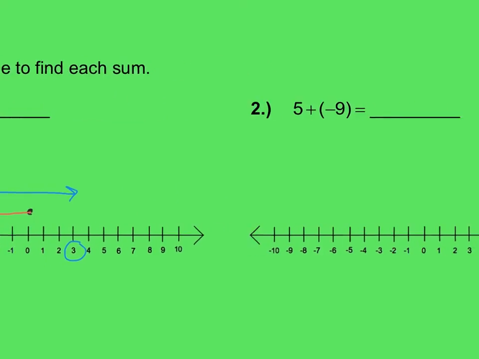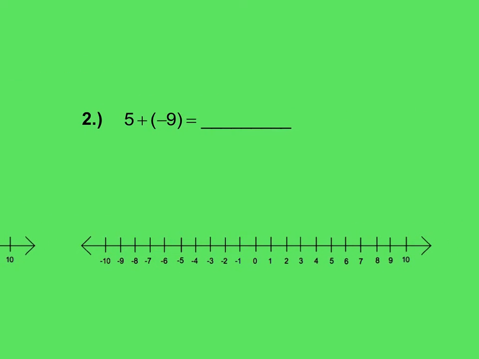Okay, number 2. We have 5 plus negative 9. So we put our dot at 0. I draw a line over to positive 5. We have moved the dot. And we're going to add negative 9, which means we're going to go back 9 in the negative spot and end up at negative 4.